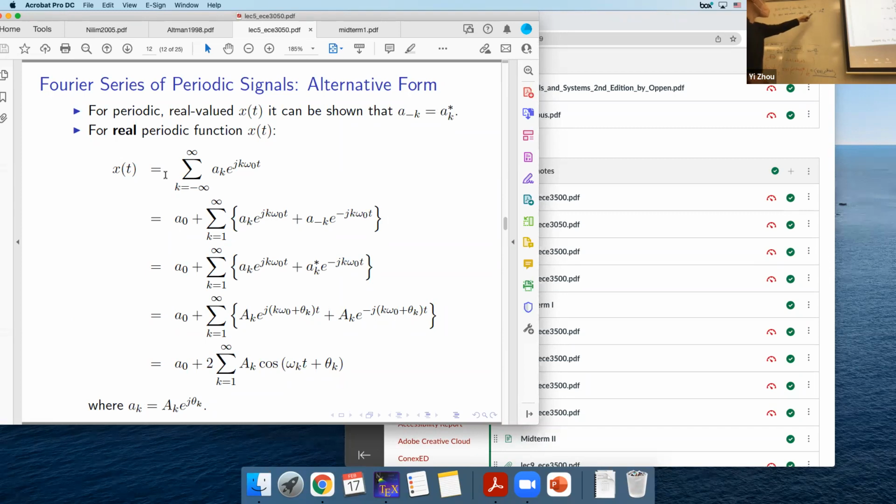So they have the same magnitude. If you draw the magnitude map of the spectrum, then it's symmetric, but the phase will be reversed because of the conjugation. So this is for real value signals.